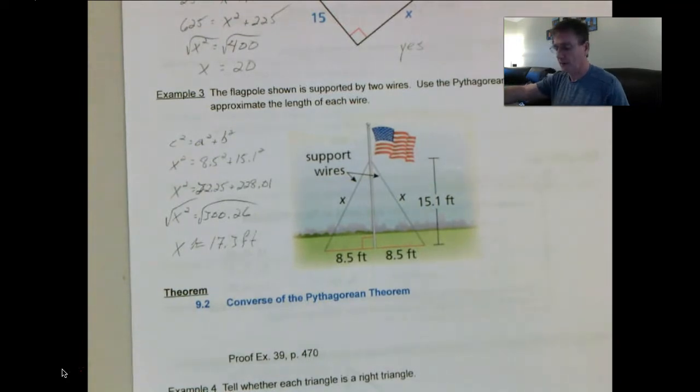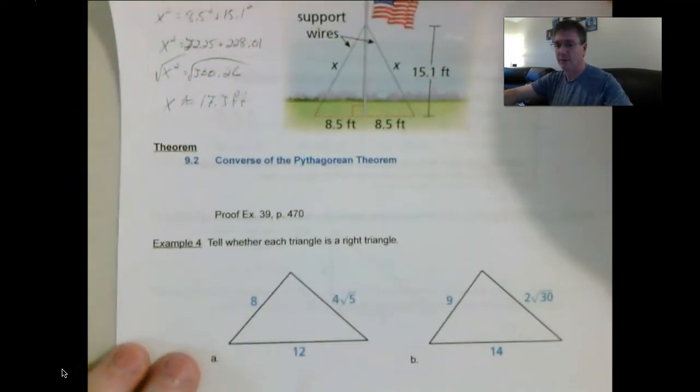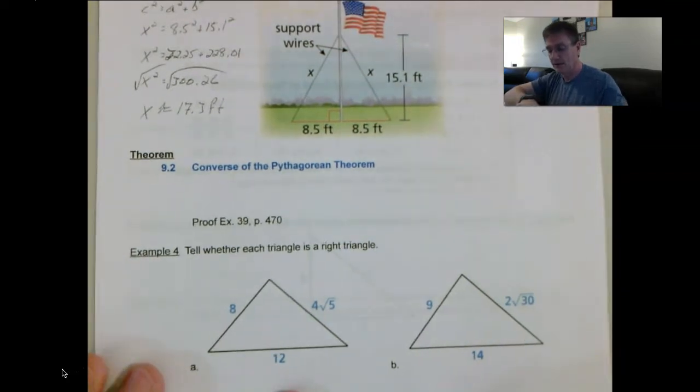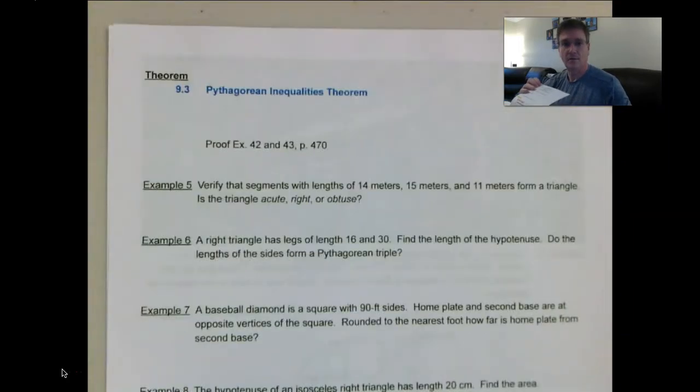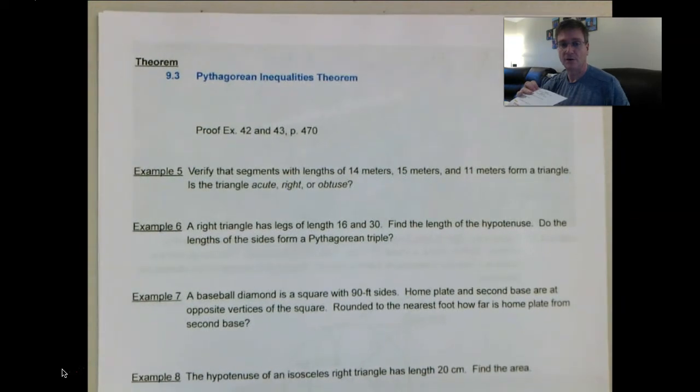Okay, converse of the Pythagorean theorem tells us if the triangle is a right triangle or not. In the Pythagorean theorem, you know you have a right triangle when you're finding a missing side. Converse of the Pythagorean theorem, we have all three sides and we're trying to find out, is it a right triangle or not? This is the reason this theorem and the Pythagorean inequalities theorem are the reason that we're going to have c squared come first. In fact, I'm going to use the Pythagorean inequalities theorem to do example 4a and b in addition to 5 and 6.